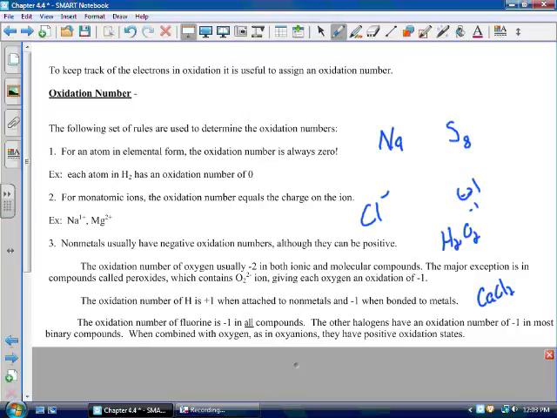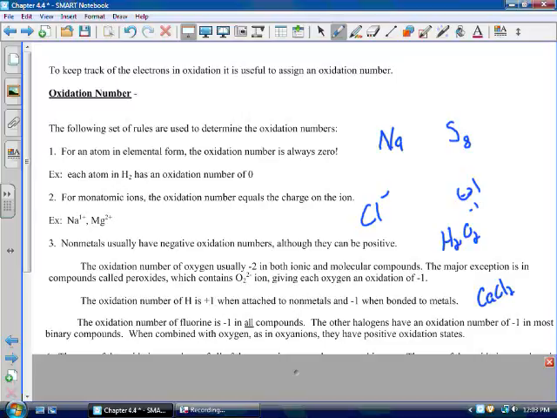Now, when do chlorines and iodines and bromines not have a -1 or have a positive oxidation? It's when they are combined with oxygen, as in oxyanions, so the polyatomic ions. Then they will have a positive oxidation state. So for example, if I have chlorate, ClO3 -1, in this case, chlorine is going to have a positive oxidation state. And what number it would have, we will figure out here in a second.